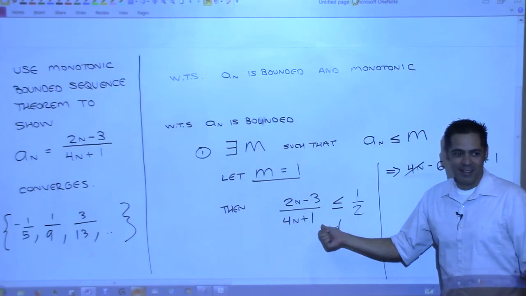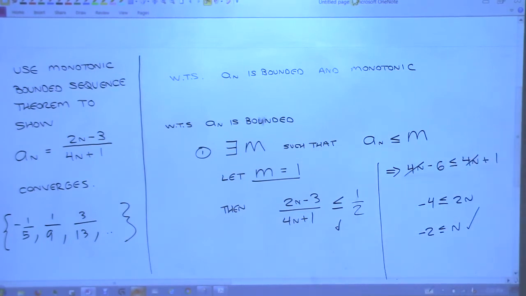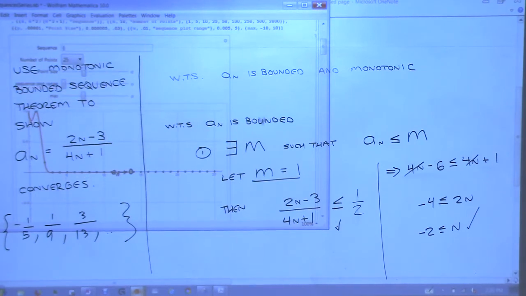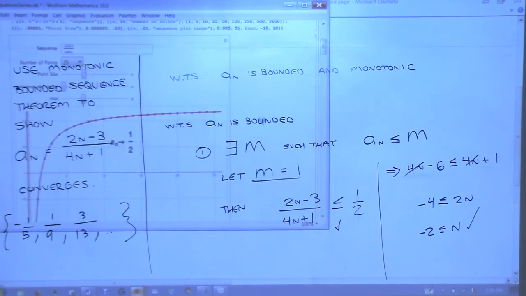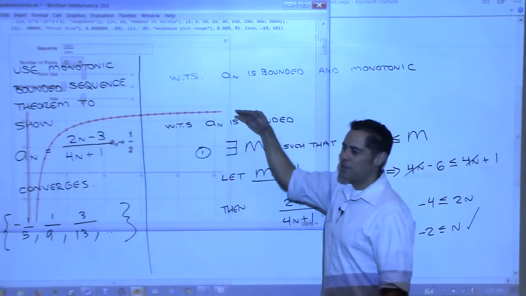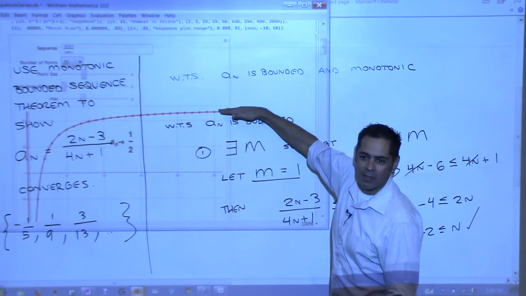Okay? So, yeah, hold on. Sequence, let me put it in here just so you can see what I'm talking about. It's 2n minus 3 over 4n plus 1. Okay, so if I graphed, yeah, see? It's approaching 1/2 from the bottom the whole time. So 1/2 is an upper bound.